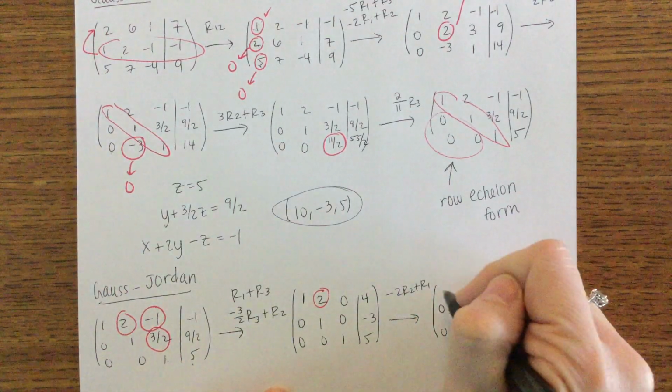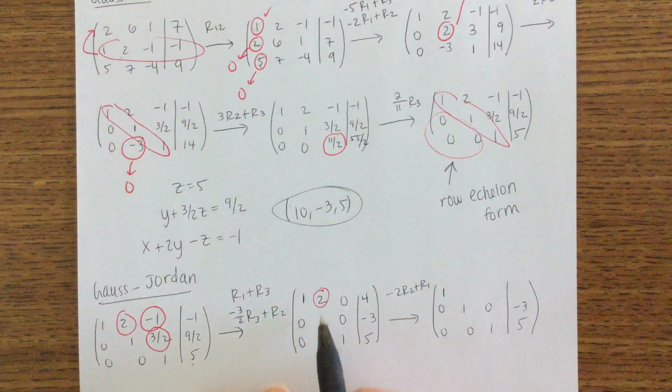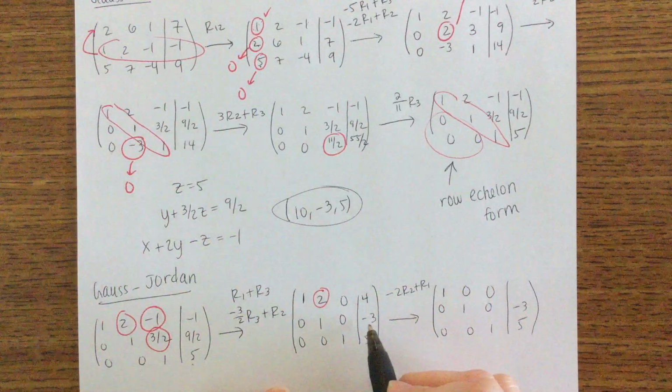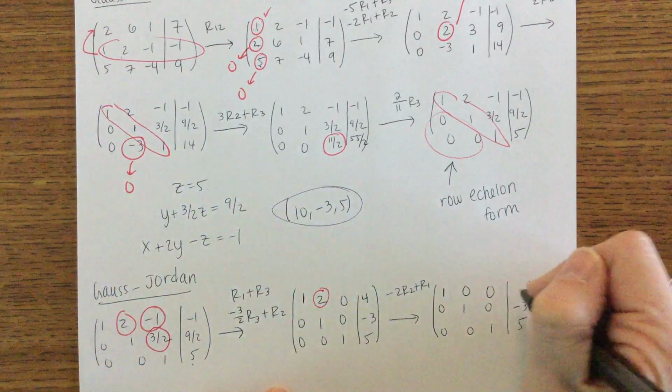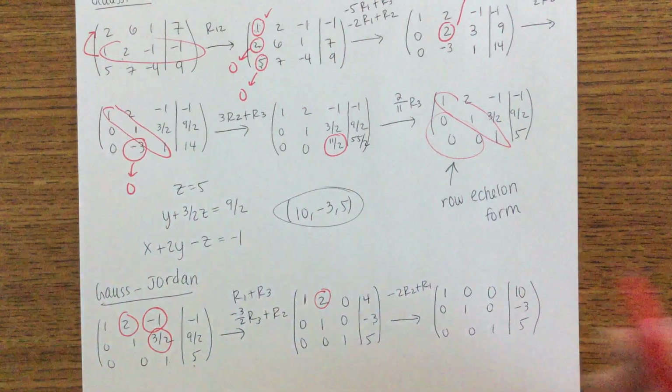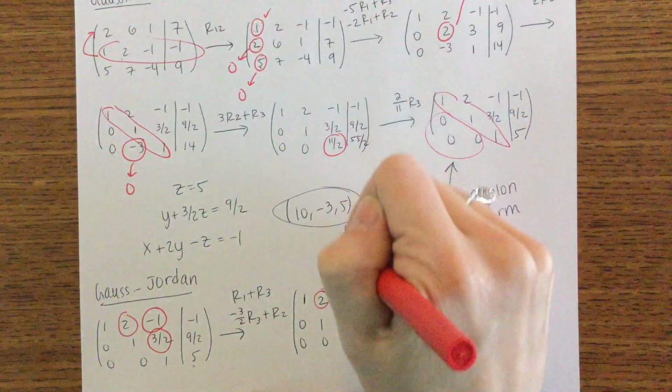So 0 add 1 will be 1. Negative 2 add 2 will be 0. 0 add 0 will be 0. 6 add 4 will give us 10. And there is the answer that we found before.